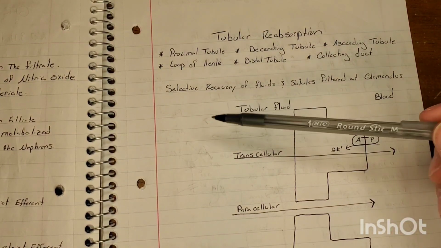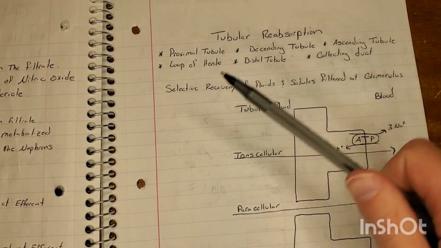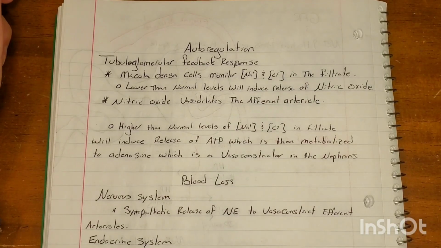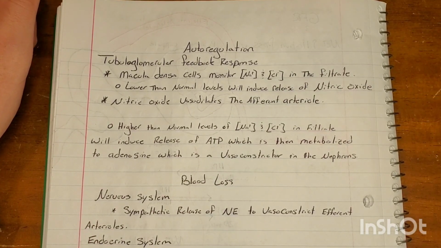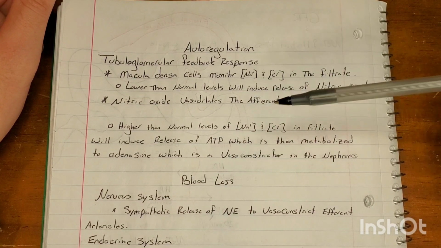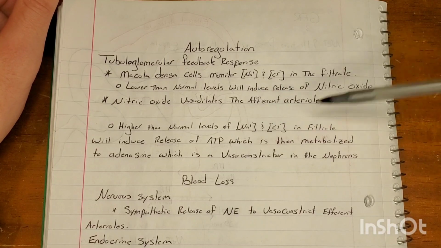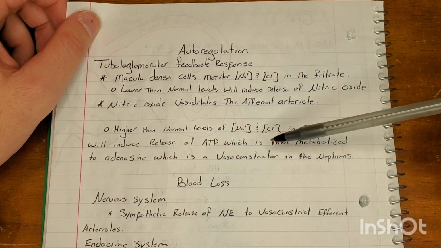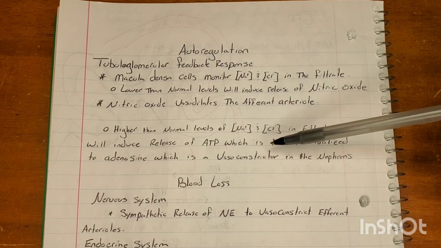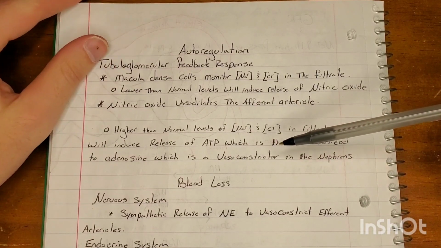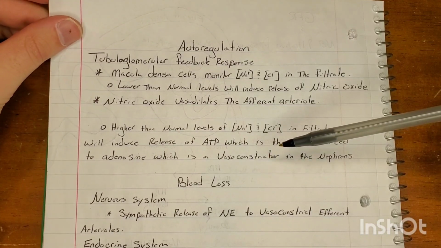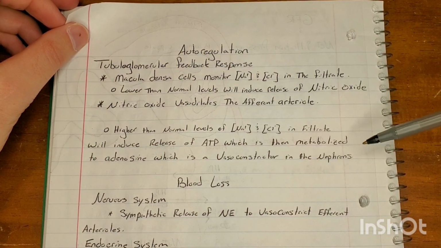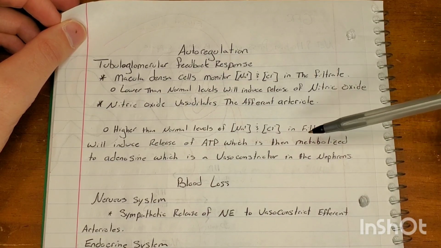One thing to add to that, I'll flip this over so you can see it, just notes here. If there are higher levels of sodium and chloride in the filtrate, we'll see a release of ATP, which is metabolized to adenosine. Normally you would see adenosine as a vasodilator, but in these blood vessels, it's a vasoconstrictor. It all just depends on the type of receptor that it interacts with. And it just so happens that the receptors in the glomerulus allow for vasoconstriction.